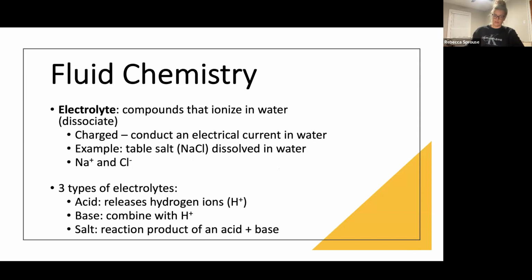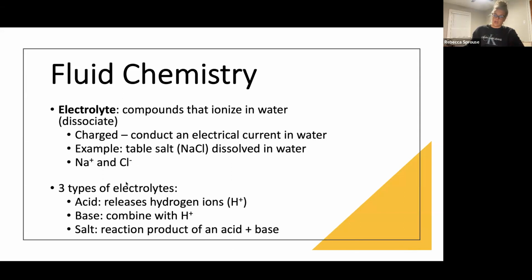Dissolve that in water, and that NaCl, that salt, is going to dissolve. You're not going to see it anymore, right? It has dissolved into sodium ions and chloride ions. Sodium has a positive 1 charge and chloride has a negative 1 charge. And those are electrically charged particles.